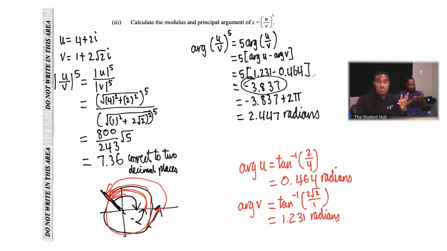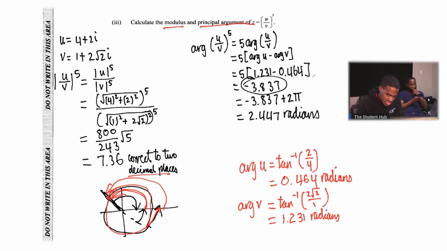Because another rule with regards to complex numbers and the argument of the complex number is the angle that it makes with the positive real axis. And there would be the modulus and the principal argument of z, which is this. So that's basically the answer there.